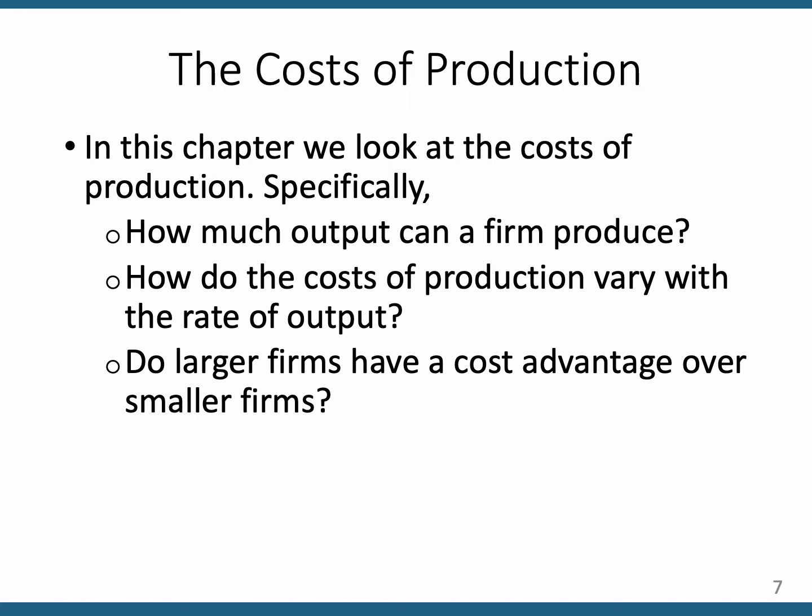Specifically, we'll look at how much output a firm can produce, what their capacity is, and how the costs of production vary with the rate of output. It varies, and that's a very important concept. What we're leading to is eventually, for each of the business firms and each of the four market structures, we're going to try to figure out the perfect level of production, the number of units per week to produce in order to maximize profit. It's dependent upon your costs at each of those levels of output.